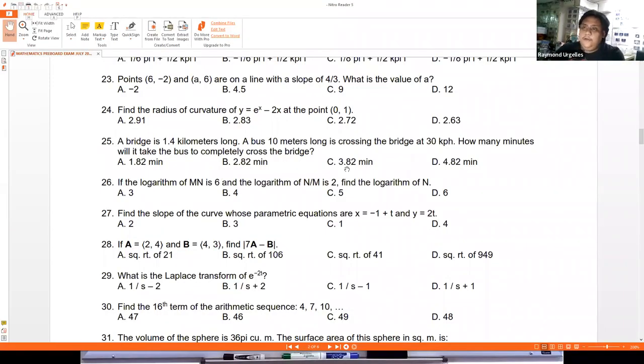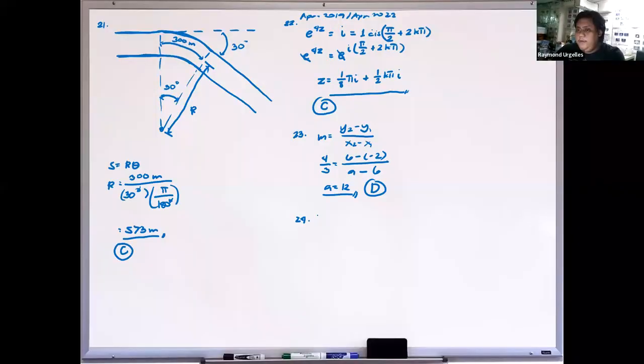Okay, so radius of curvature lang. We are given y is equal to e to the x minus 2x. Remember, pagdating sa radius of curvature, kailangan natin ng y prime. So this will be e to the x minus 2. Tapos, ang given sa atin na point is 0, 1. Ito yung gagamitin natin, x sa y.